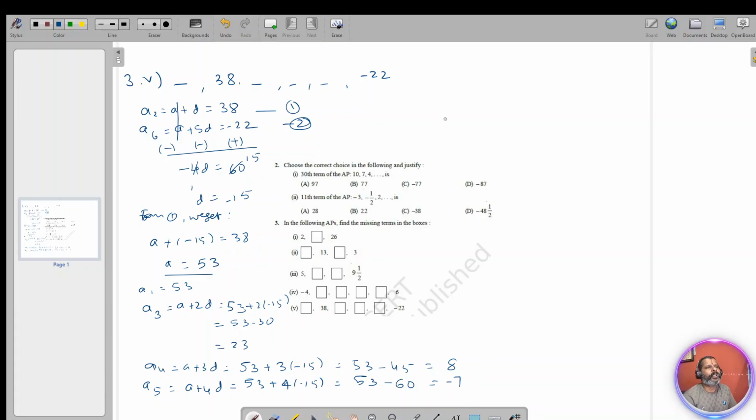Okay, we just conclude. Therefore, the missing terms are: the first term itself is missing, that is A1, which is 53 here. You can note down and write one by one what we found. A2 they have given. A3 is 23. A4 is 8 and A5 is minus 7. Okay. 53, 23, 8 and minus 7.